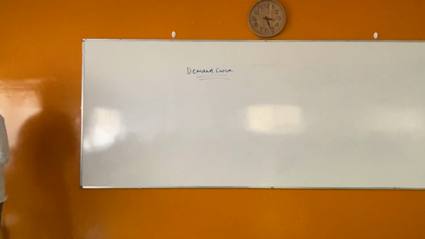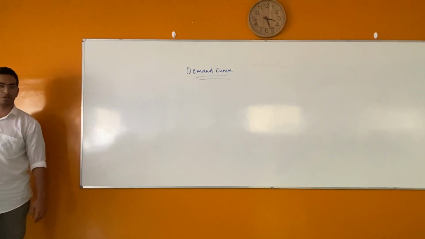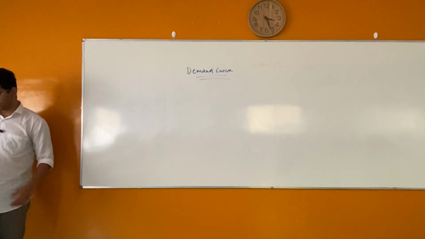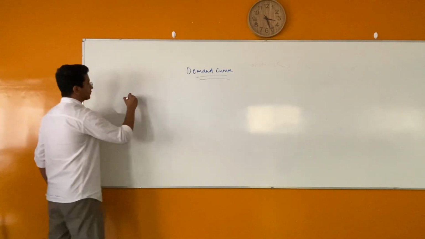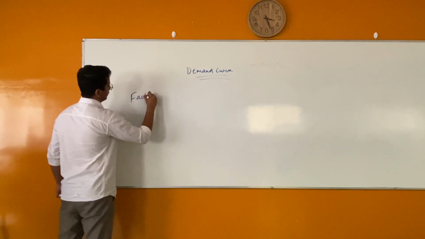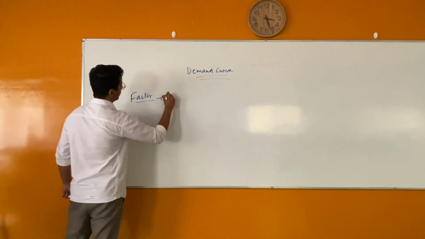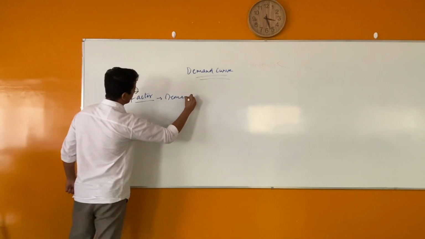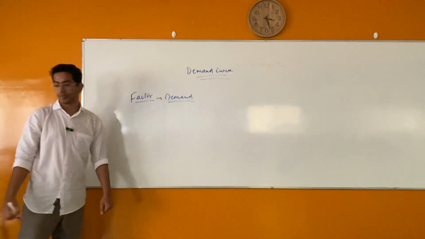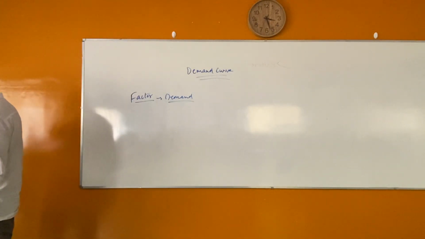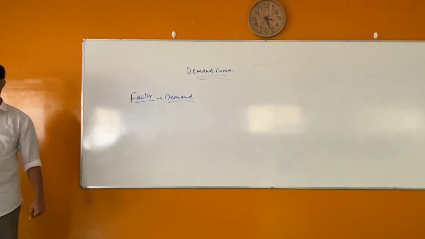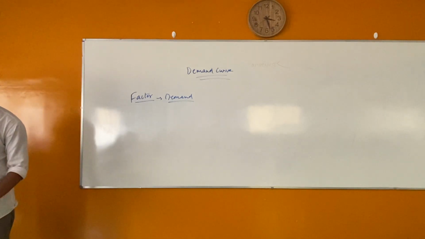Next topic is factors affecting the demand of the product. What are the factors which affect the demand of the product? First is type of item. Which type of item are we looking for?